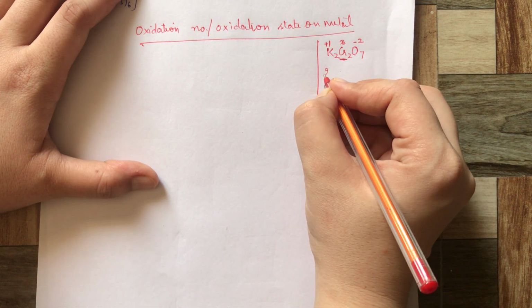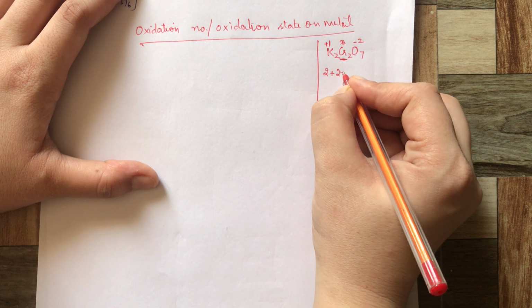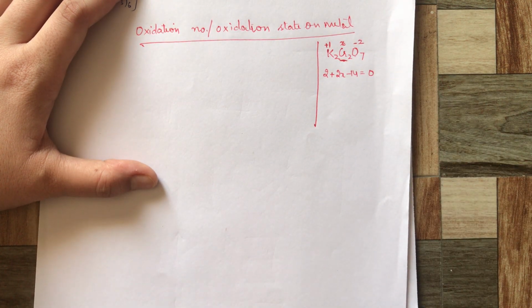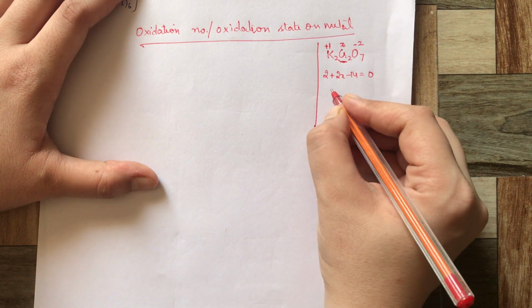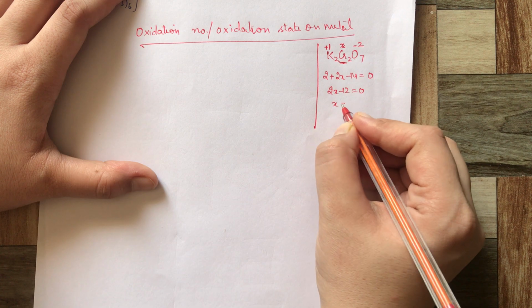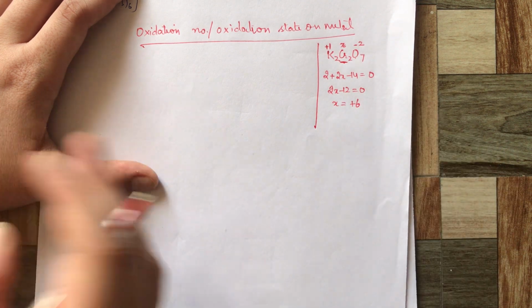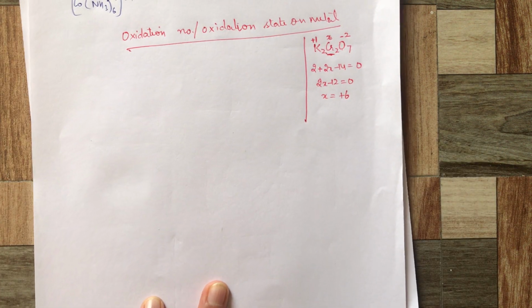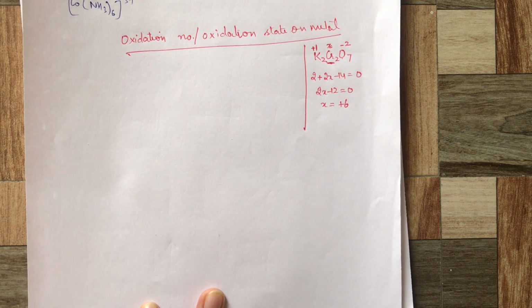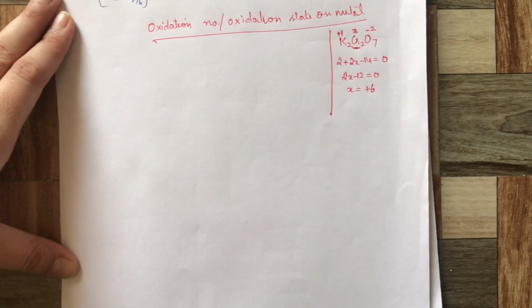So if we solve, it will be 2 plus 2x minus 14 equal to 0, because overall the molecule is neutral. So 2x minus 12 is equal to 0. So x is equal to +6. On a similar basis, we will find out the oxidation state of the metal in the coordination compound.